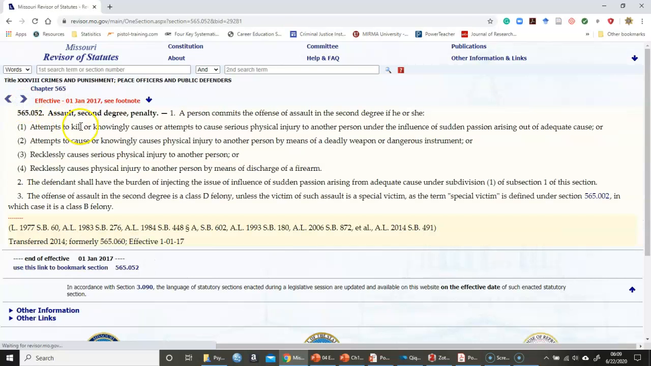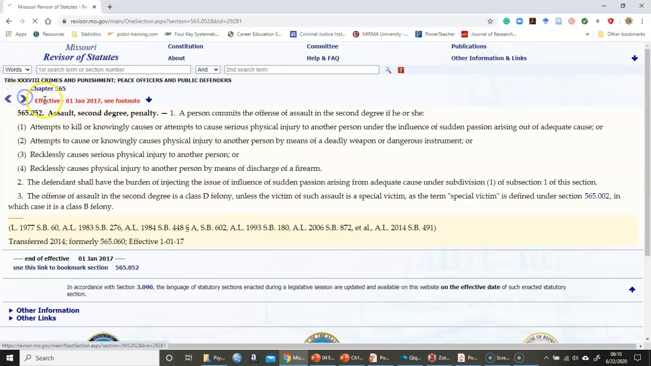Second degree, a little bit lower, attempts to kill or knowingly causes or attempts to cause serious physical injury to another person under the influence of sudden passion. That's one of the words that we're going to look at. Arising out of adequate cause. Now, one of the things about second degree that you want to look at is that we've got that lower culpable mental state of recklessly. If a person recklessly causes serious physical injury to another person or recklessly causes physical injury to another person by means of discharging a firearm. Those are, like I say, lower culpable mental states.